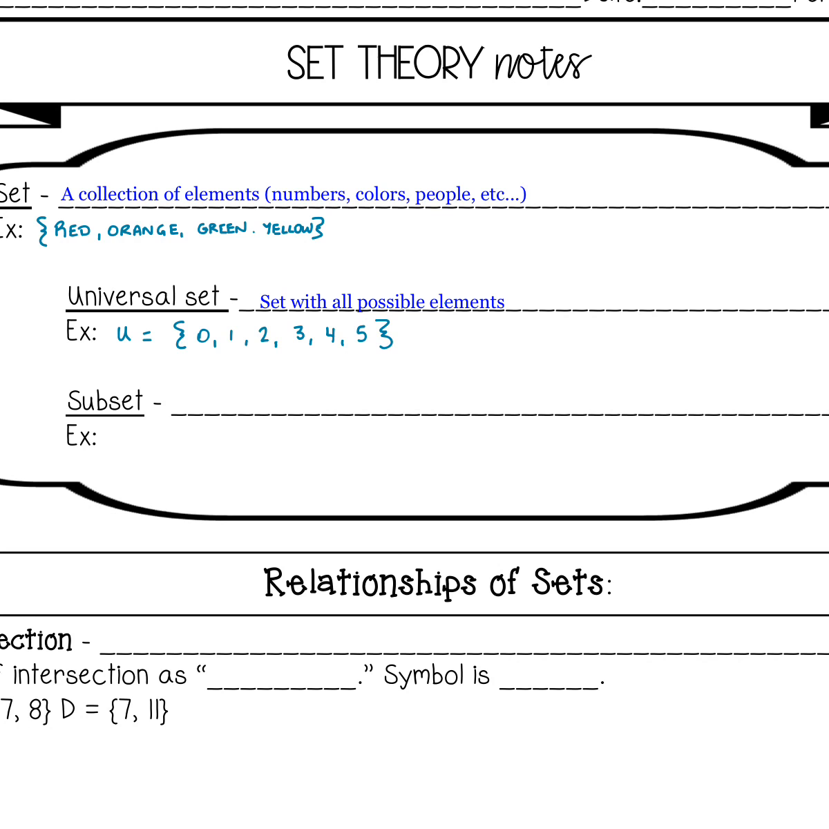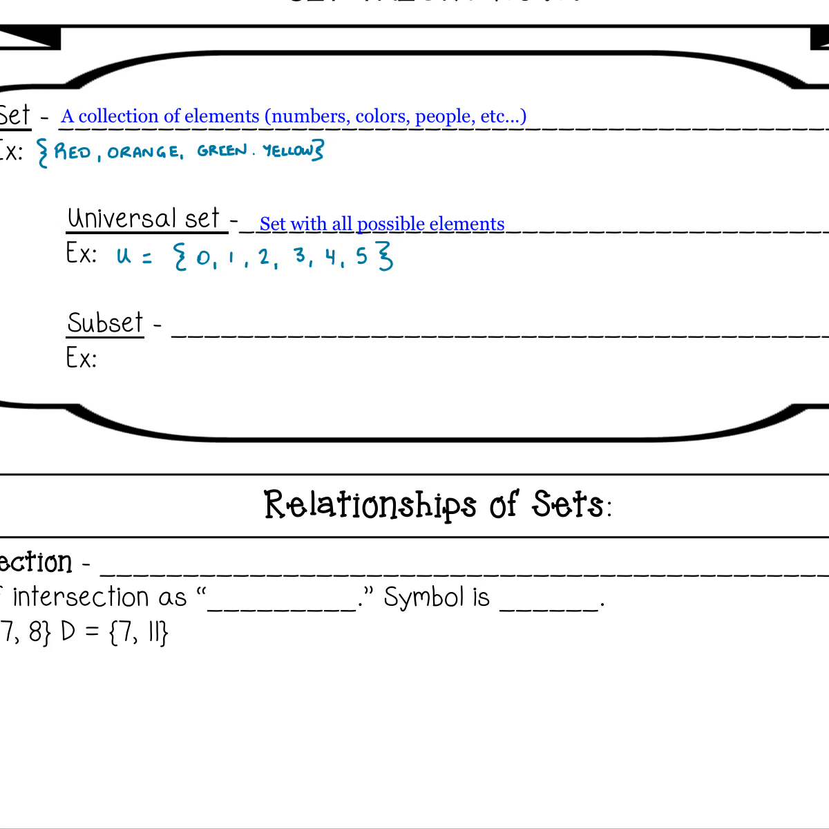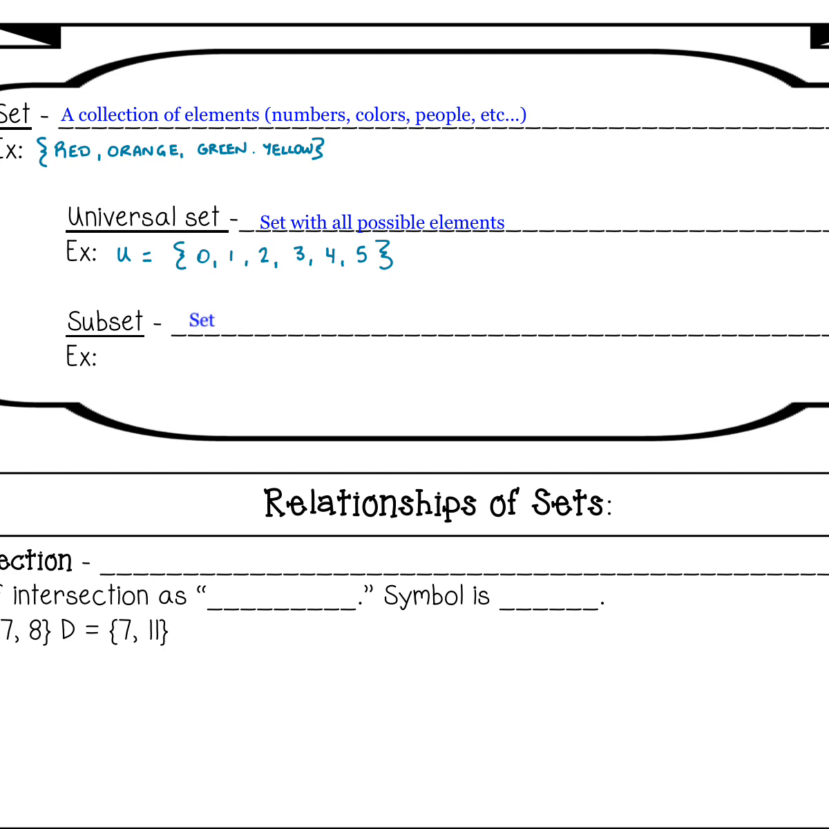And then a subset is just something that can be with those numbers above, but it's its own thing. A set with elements from the universal set. So if I'm using the universal set above, I could say 0, 3, 4, and 5 could make up a subset.